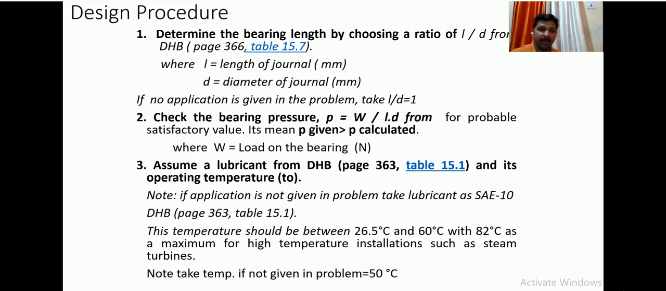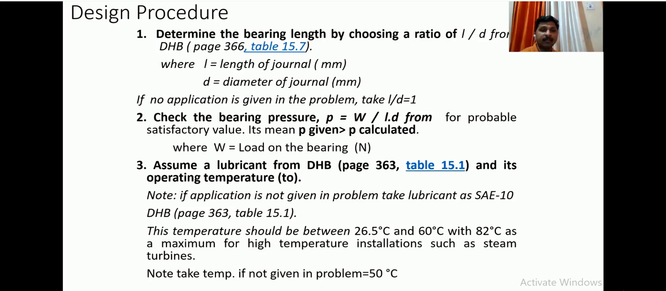Okay, and we know that if the L by D ratio is 1 or less than 1, it is called a short bearing, and if the L by D ratio is greater than 1, it is called a long bearing. Okay, so we consider the boundary condition for the first assumption that L by D ratio is equal to 1.